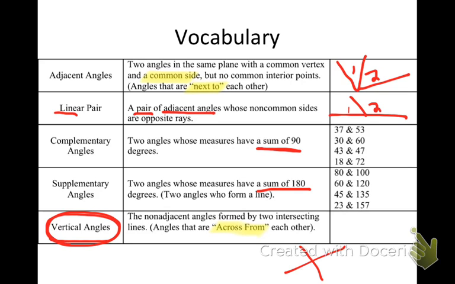If I were to draw angles here, 1 and 2, those would be vertical angles. They are across from each other. So adjacent angles, angles that are next to each other. Vertical angles, angles that are across from each other.